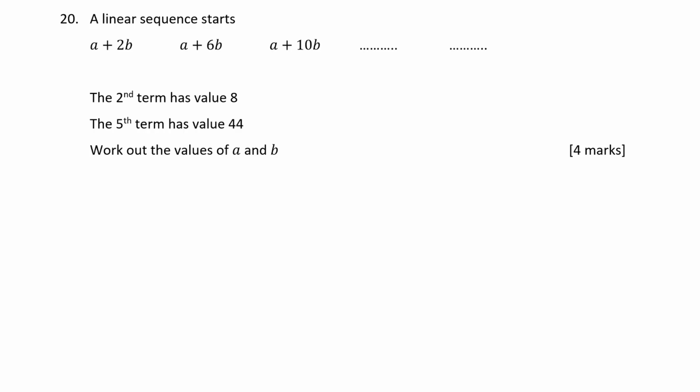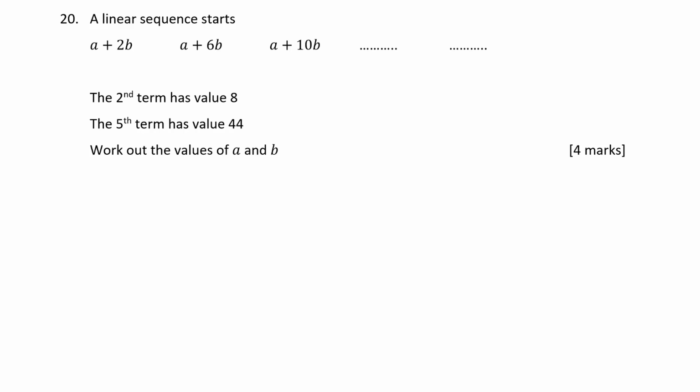Question 20. A linear sequence starts A plus 2B, and then A plus 6B, then A plus 10B, and so on. The second term has value 8. The fifth term has value 44. Work out the values of A and B.